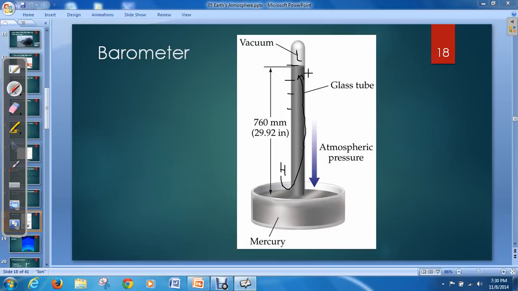Today we use a similar type of tool, but in most cases we don't use mercury because it's very dangerous. The main thing I want you to remember for this first part of the chapter is the simple idea that high pressure flows to low pressure.